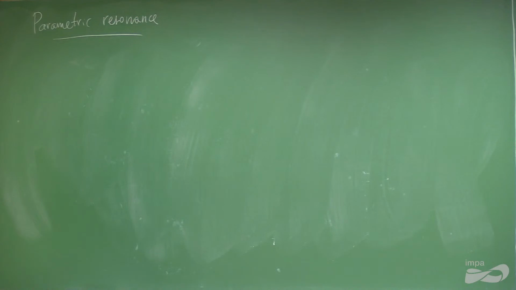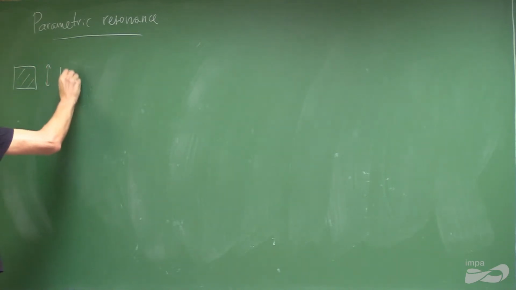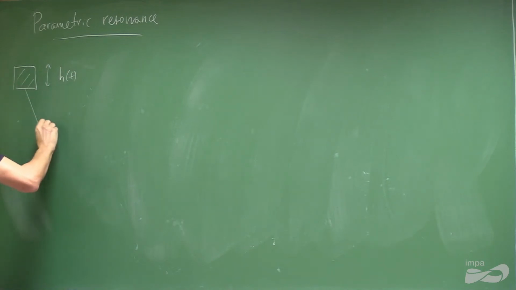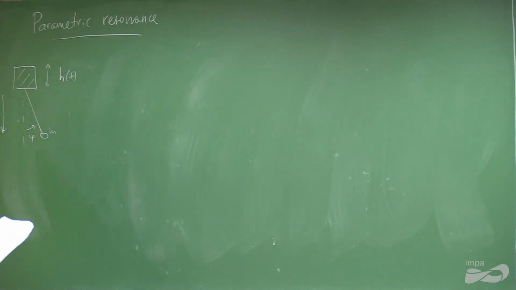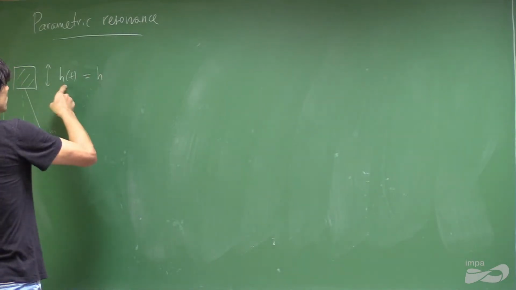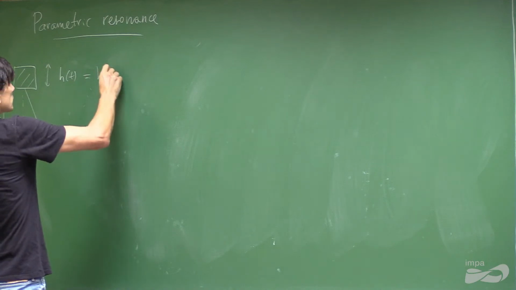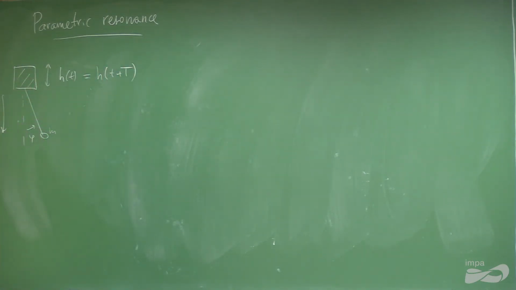The central model we consider, as the motivation, is the pendulum with a moving support. And we consider the support moving periodically. So the position of the support at time t is the same as at t plus capital T, where capital T is a period.